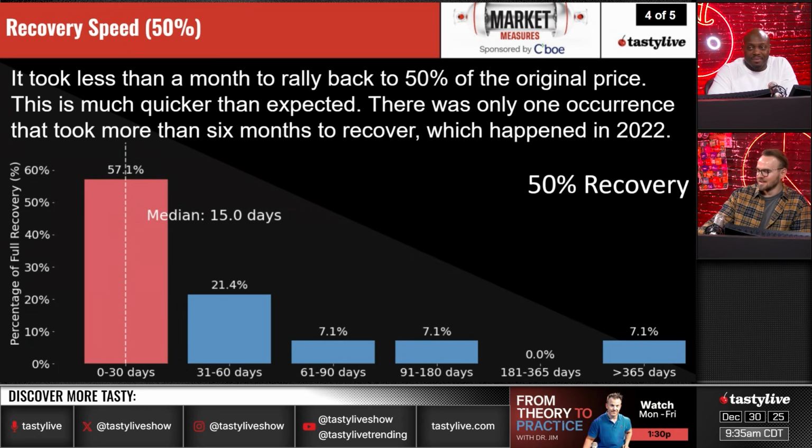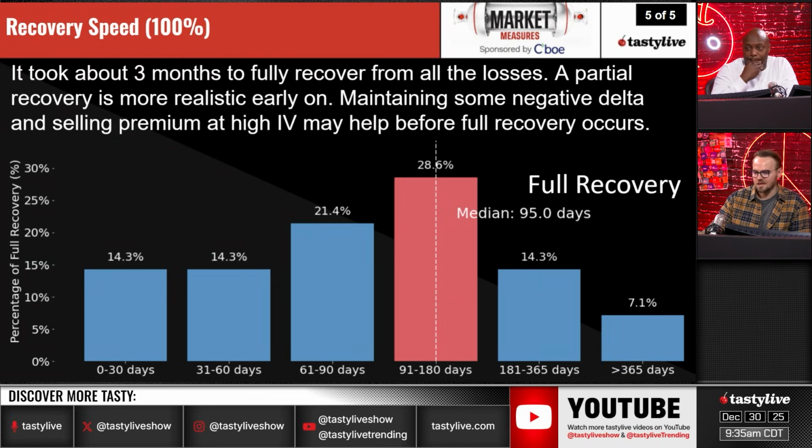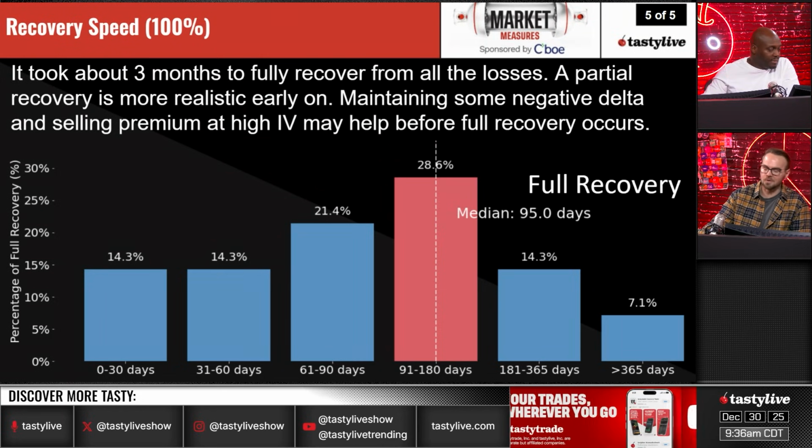Yep. Last slide, please. Recovery speed, 100%. It took about 3 months to fully recover from all the losses. Partial recovery is more realistic early on, but maintaining some negative delta and selling premium at high IV may help before full recovery occurs. But at the same time, if you know that the median is 3 months for a full recovery, I'd rather lean bullish in those situations.